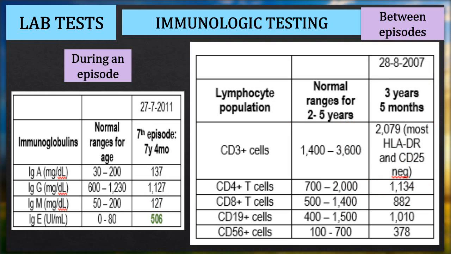We performed some immunological testing. These were done in our hospital during an episode. You could see that immunoglobulins were totally normal, and between episodes, immunoglobulins were also normal. And then we did lymphocyte population, the basic one that we have in the hospital. And as you can see, CD3 cells, CD4, CD8, CD19, and CD56 all look between the ranges for her age.